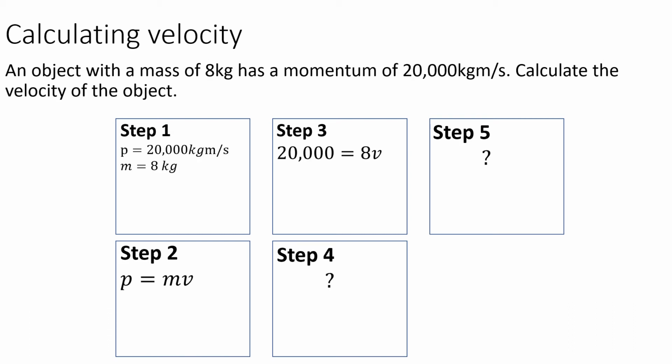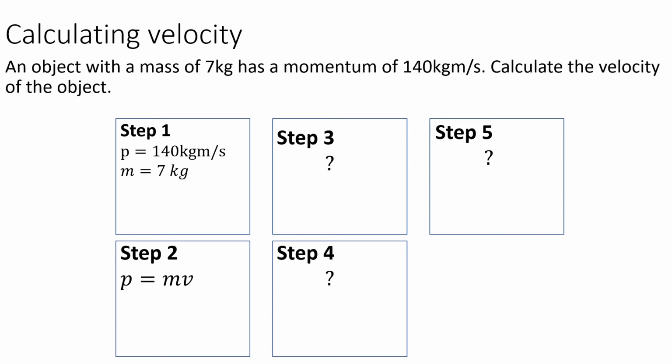Next, an object with a mass of 8 kilograms has a momentum of 20,000 kilogram meters per second. Calculate the velocity of the object. Steps 1 to 3 have been done for you. Copy those down and then complete steps 4 and 5.